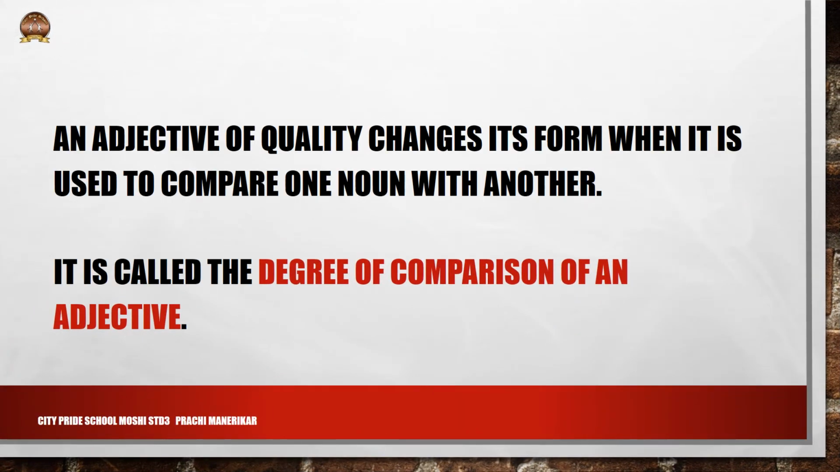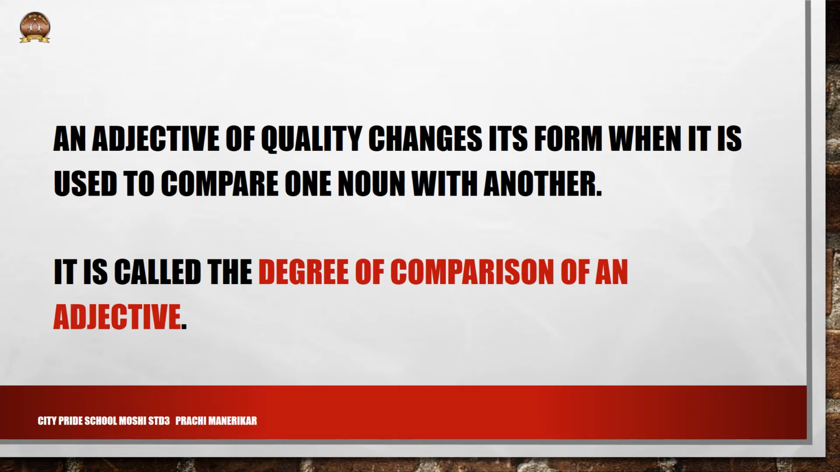So, an adjective of quality changes its form when it is used to compare one noun with another. Like we compared in the previous slide. We compared Ram's height with Sham's height, isn't it? We said that Ram is taller than Sham. So, an adjective of quality changes its form when it is used to compare one noun with another noun, and this is called degree of comparison of an adjective.